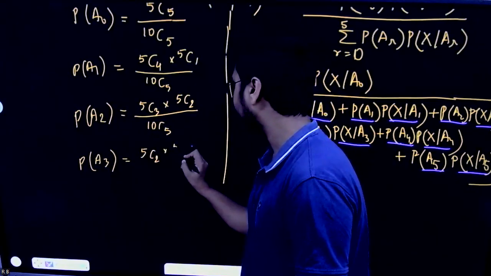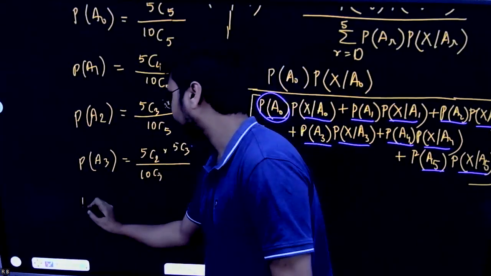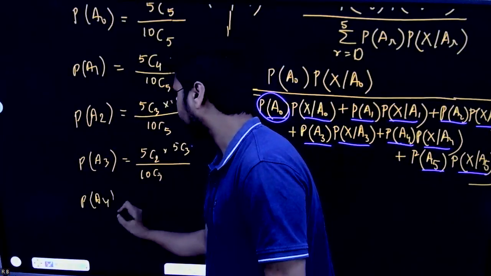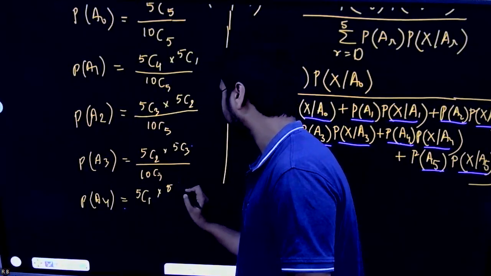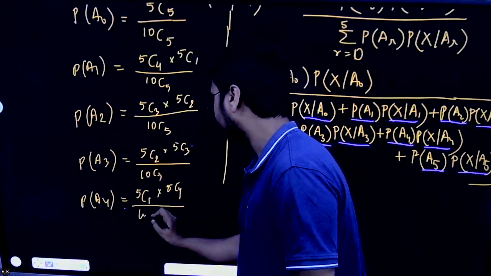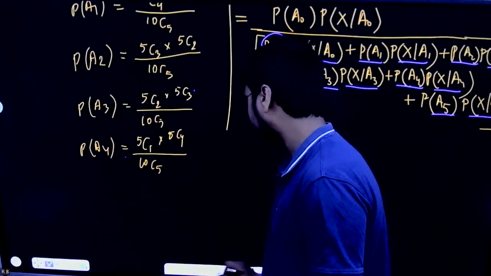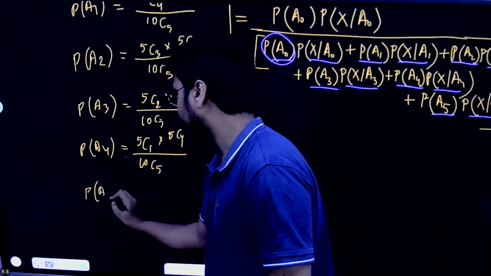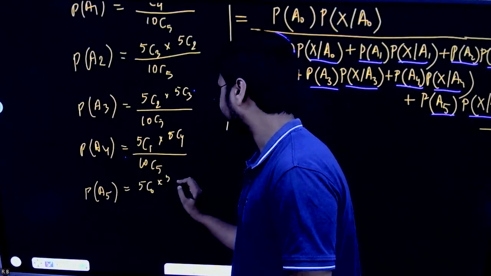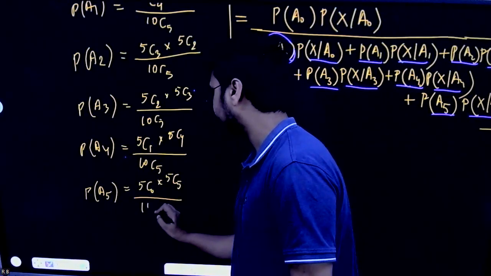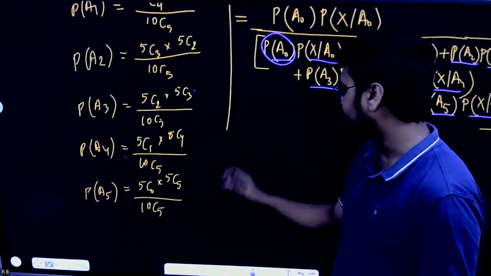5C2 into 5C3 by 10C5, and probability of A4, that would be 5C1 into 5C4 by 10C5, and finally probability of A5, that's going to be 5C0 into 5C5 by 10C5, right? So these are all my P of Ai probabilities, right?